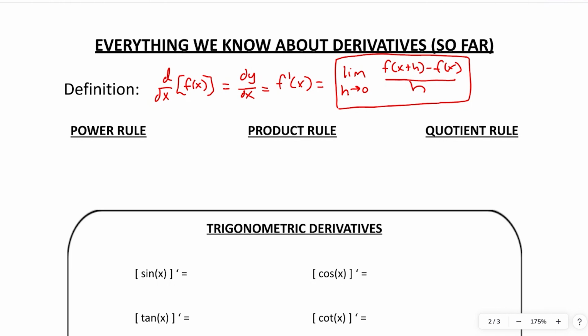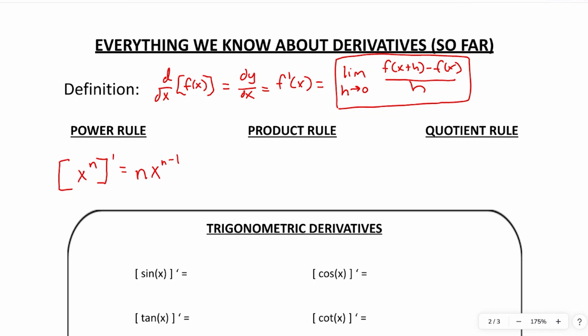Now we have a couple rules that we know. We know the power rule. If we want to differentiate something in the form x to the power of n, this works when x is the base. It does not work if x is the exponent. And that's going to be n times x to the n minus 1. That's the power rule.